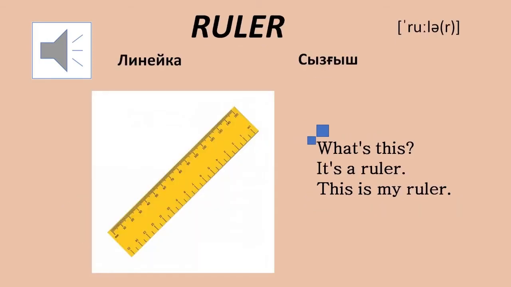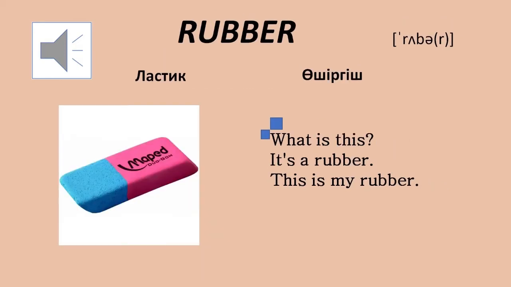Next is ruler. Ruler. Линейка, сызғыш. For example, what's this? It's a ruler. This is my ruler. Бұл не? Бұл сызғыш. Бұл менің сызғышым. What color is this ruler? It's yellow. Сызғыштың түсі қандай? Сары. Керемет.